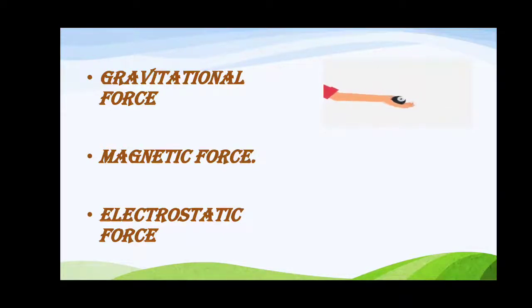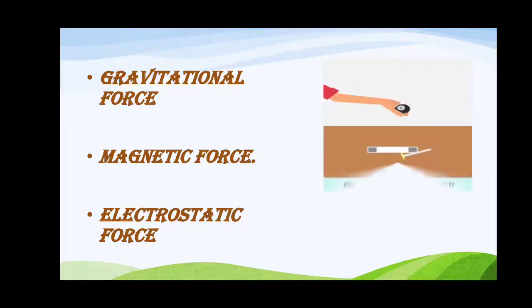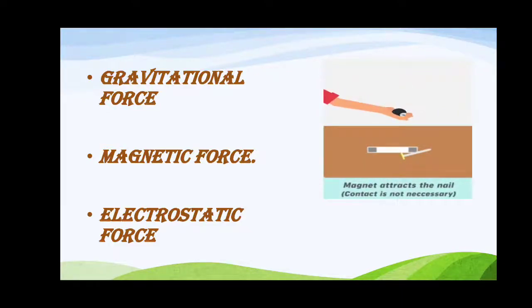See the boy throwing a ball upward. Always it comes downward. Whenever any object is thrown upward, it comes downward. It is because of the gravitational force. Next is the magnetic force. Here you see the magnet is able to attract the iron nail. Because of which force? Magnetic force. Even though the iron nail was not in contact with it, it was kept a little away from it, the magnet was able to attract.